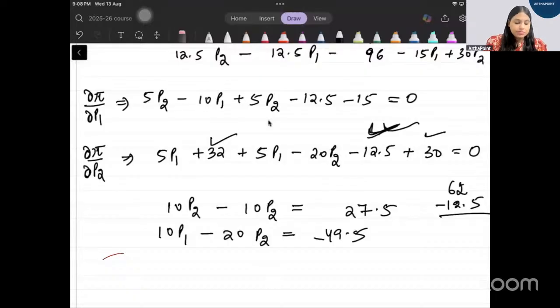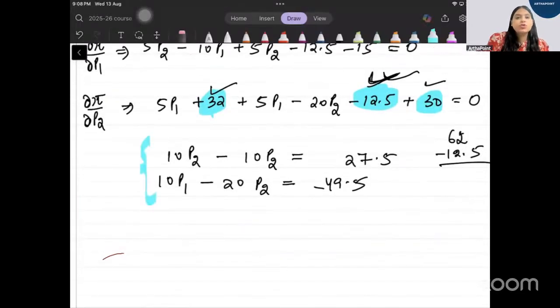Anyone? Are we there? Is anyone solving? Yes. It will be with negative sign, right? Because this is 62 minus 12.5 gone on the other side minus 49.5. Please check the calculations. I am also doing it with you guys.